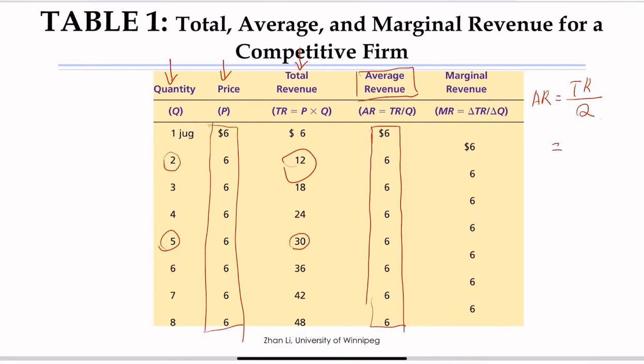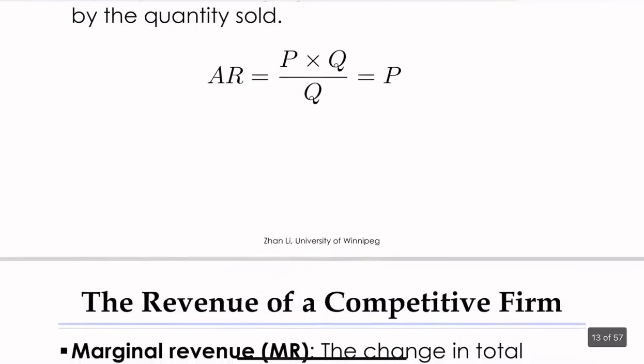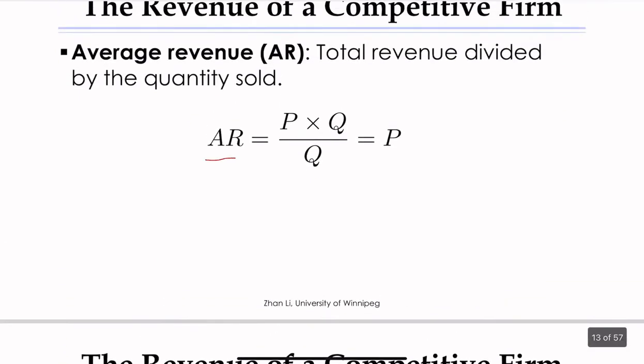Well, we know that total revenue equals price times quantity, right? So you can see that total revenue divided by Q, and you can see that these Q's would just cancel out. And now you get a P. So this is the result, that is average revenue equals price.